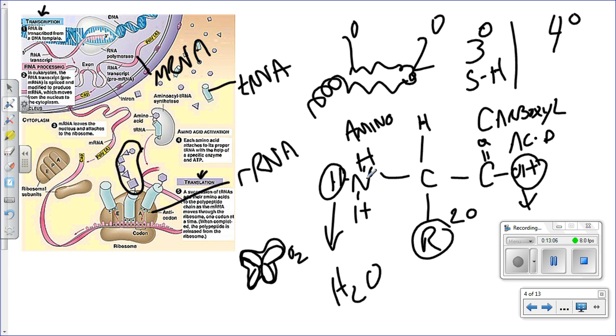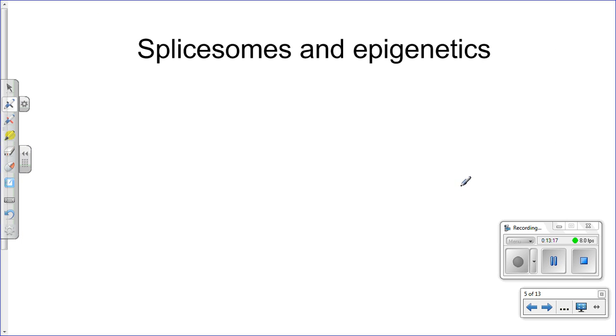So transcription, translation, bam, bam. Remember, translation is going to happen in the cytoplasm. Transcription is going to happen in the nucleus. That was a quick and skinny. Let's keep going. Spliceosomes and epigenetics.